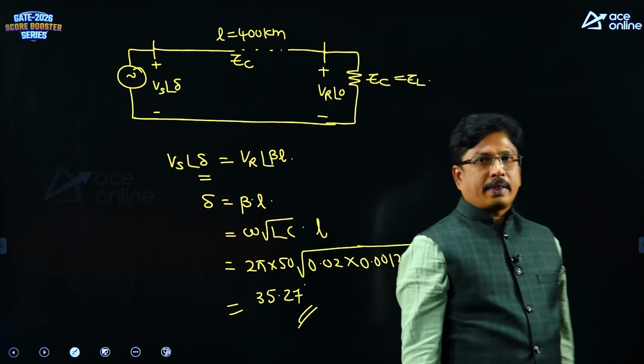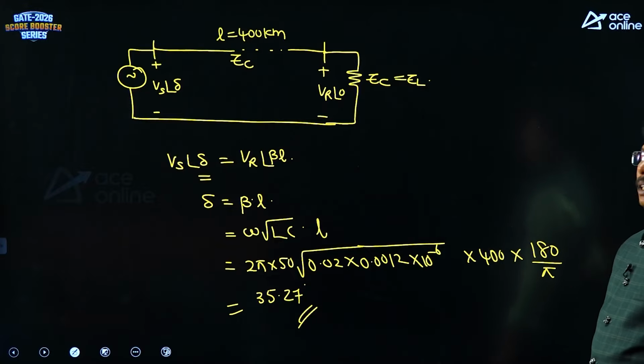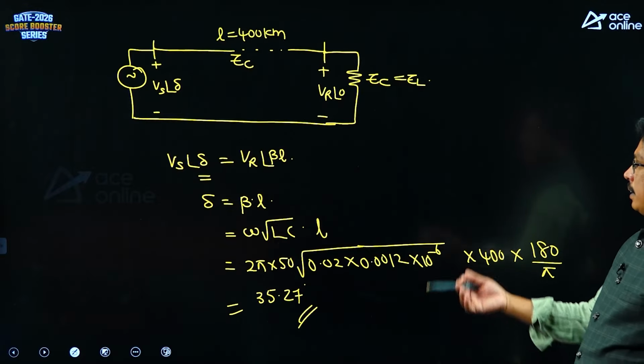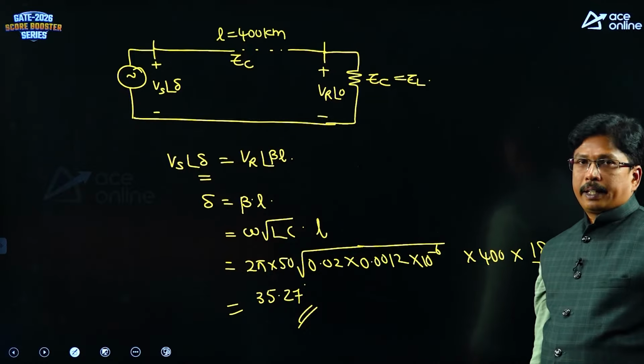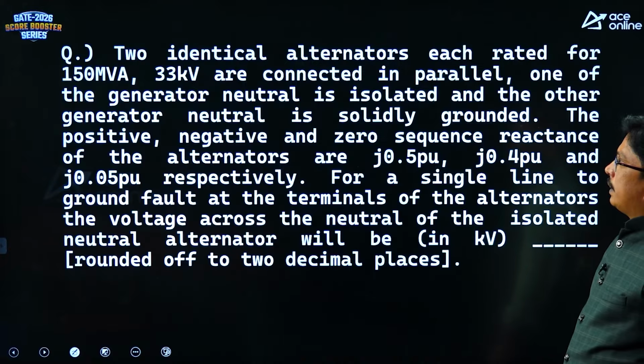35.27 degrees. Got it right, students? So like that you can get the value of delta, the phase angle difference between sending end and receiving end, when line resistance, reactance and capacitance are given. Right? Yeah. So we'll see one more question here.